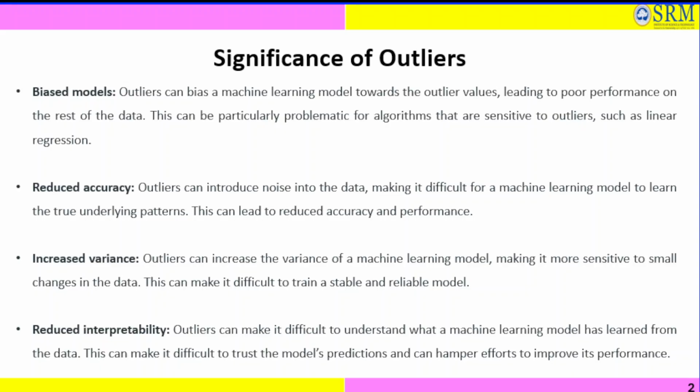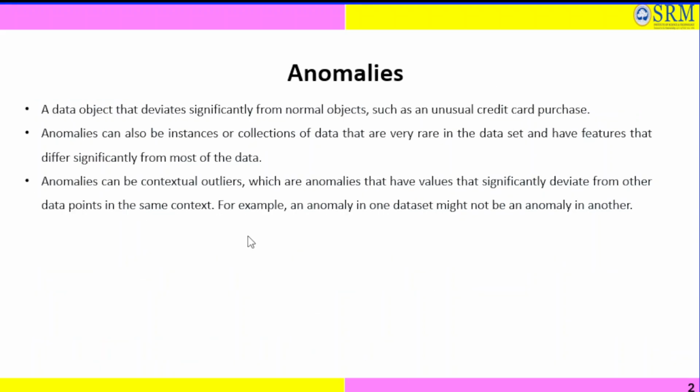Then we'll discuss anomalies. Anomalies are nothing but a data object that deviates significantly from normal objects, such as an unusual credit card purchase. Anomalies can also be instances or collections of data that are very rare in the dataset and have features that differ significantly from most of the data.